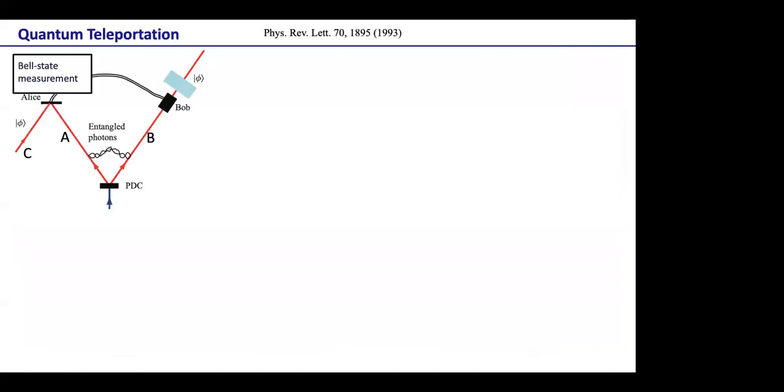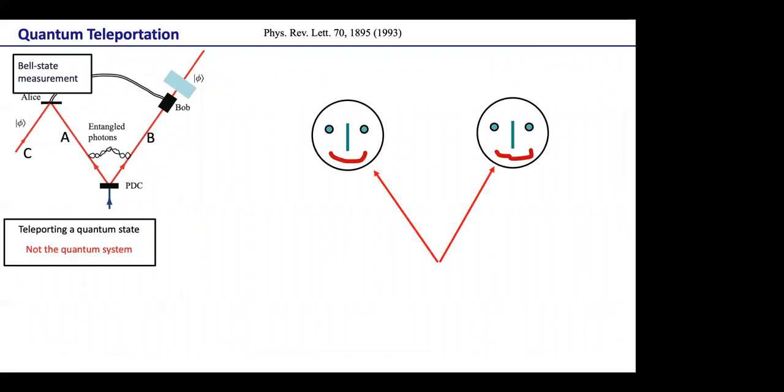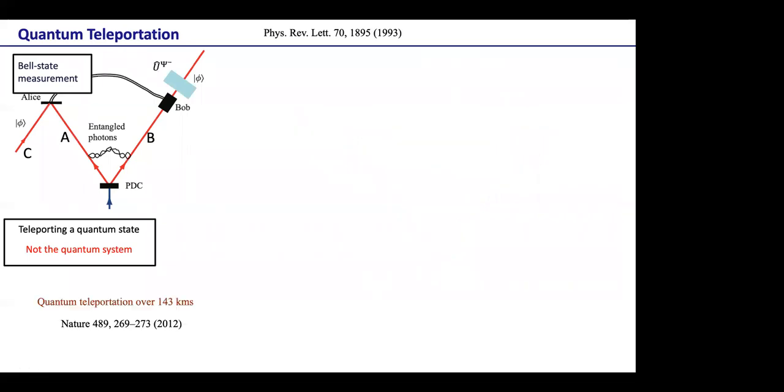Then finally, quantum teleportation, again, this might have been covered in the class. Teleporting, I like to show this. If I want to teleport a state from here to here, it doesn't mean sending the particle, but just sending the state. That means if I can teleport the smile, that would be the example.